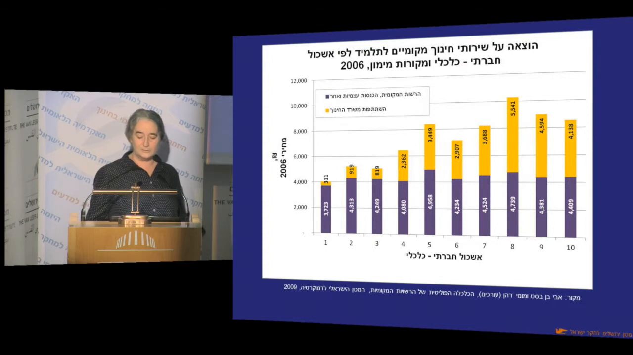So what we see here is the cost of education per student in each socioeconomic cluster and the sources of financing, and we can see to what extent the budgeting by the local authorities, those in yellow per student, is the key the wrong way around.